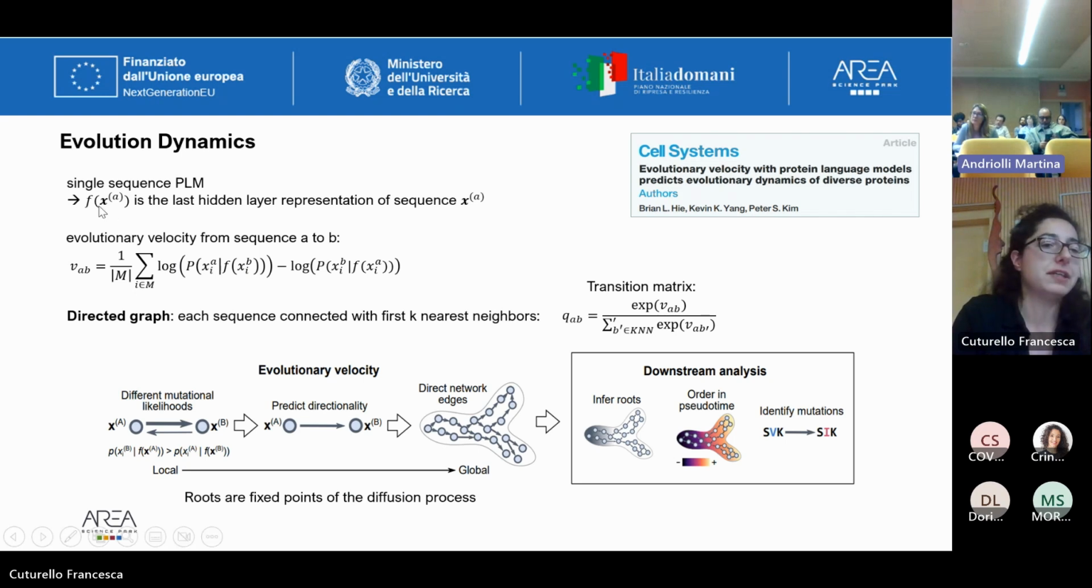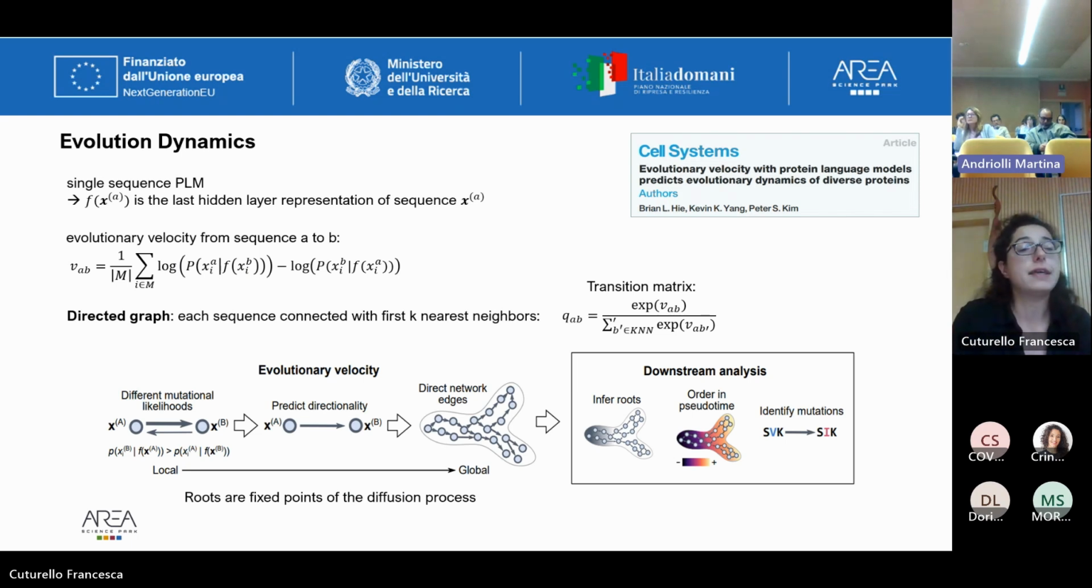So, in this notation, X of A is the sequence. And then they said we can just define the evolutionary velocity from mutating from sequence A to sequence B as the difference in the BERT likelihood that I was showing before. So the probability of observing a given amino acid given the context, minus the probability of observing the other amino acids in sequence B given the context.